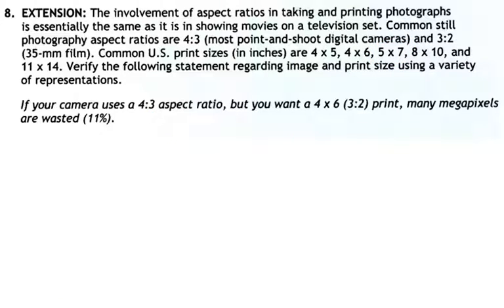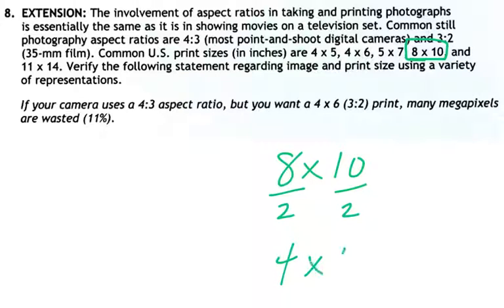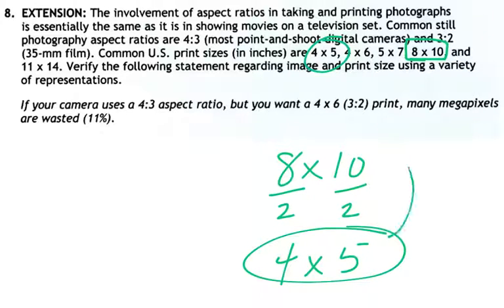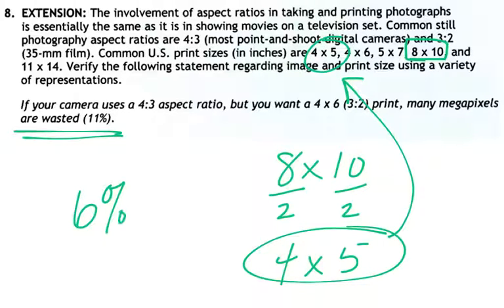The next one, I want you to look very carefully at the 8:10. If I was to divide each of these by 2, I would get a 4:5. And we have already done the 4:5 picture in the very first example after we proved how we got the example given, which means this is going to be a 6% waste of megapixels.